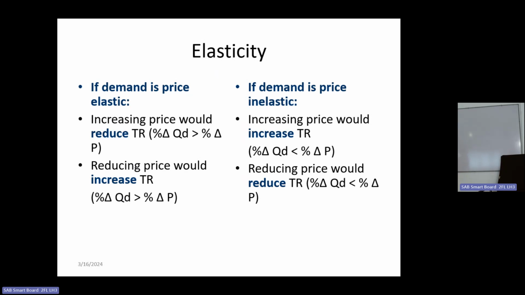And in the other case, the inelastic case, increasing the price would increase the revenue, because the percentage change in quantity is less than the percentage change in price. So there is less sensitivity between the demand and the price of the product. In that case, a reduction in price would reduce the total revenue, while an increase in the price would increase it.